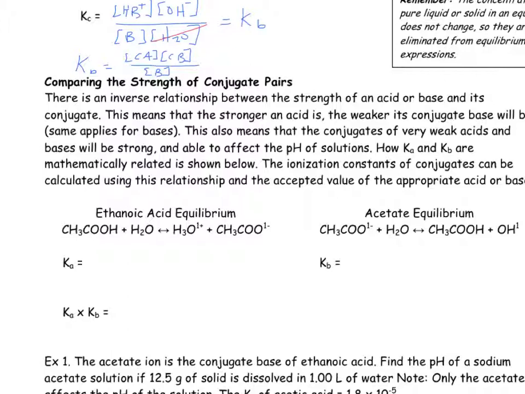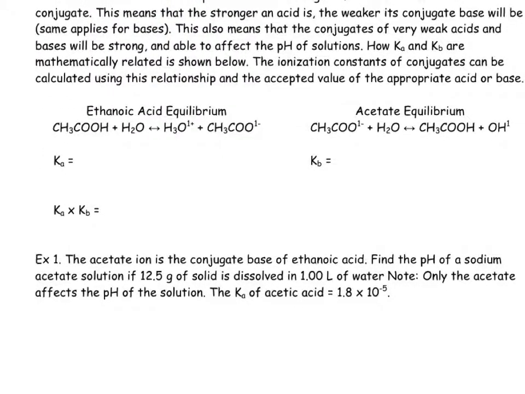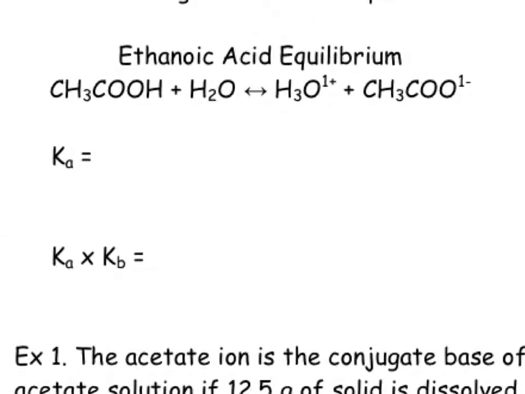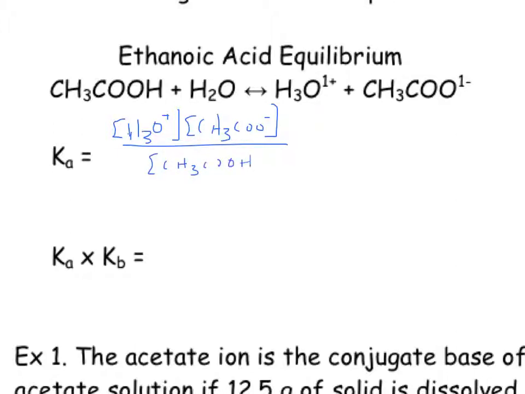We're going to use the ethanoic acid in water equilibrium and compare it to its conjugate base, the acetate ion, in water equilibrium. The Ka of ethanoic acid will be the concentration of hydronium ion times acetate divided by the concentration of the ethanoic acid that we use.